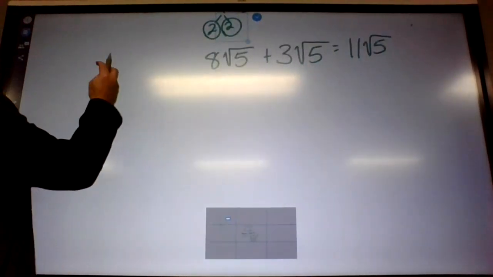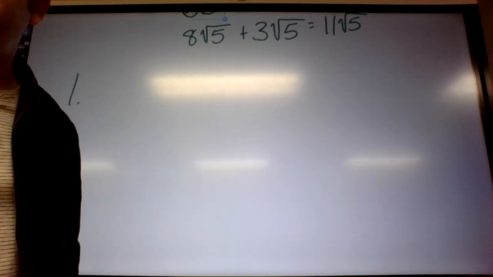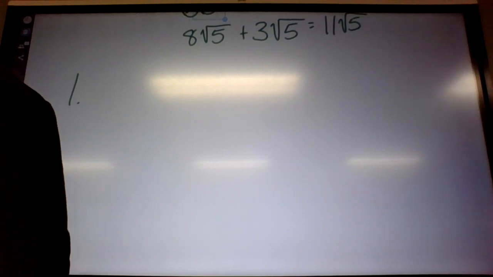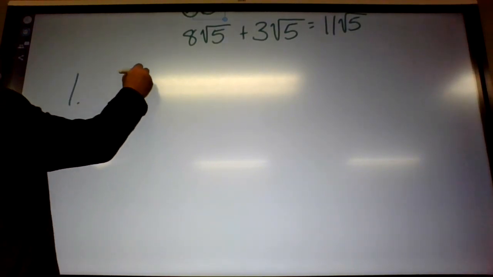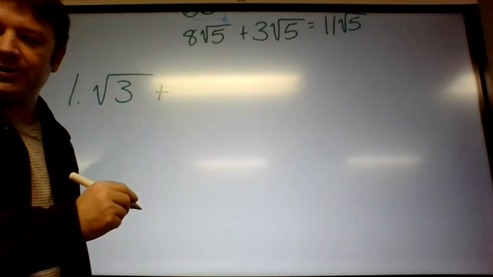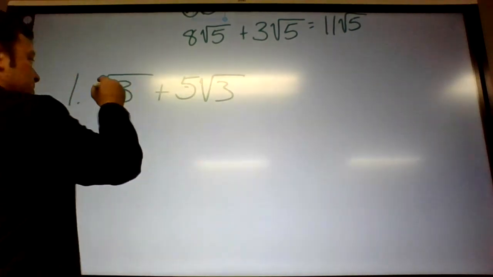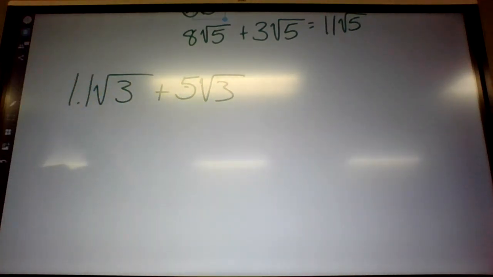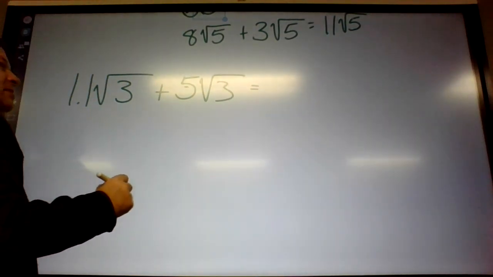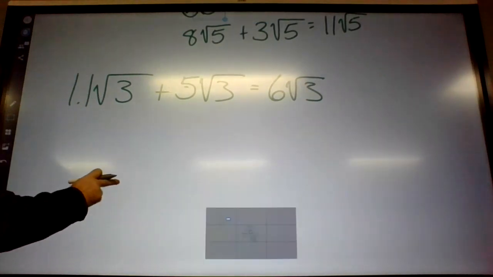Okay, number 1. Hold on. I feel like I should know this. Bo, there's no number in front of the square root of 3, so what number is in front of the square root of 3? Right. So what is square root of 3 plus 5 square root of 3? Yes, 6 square root of 3.